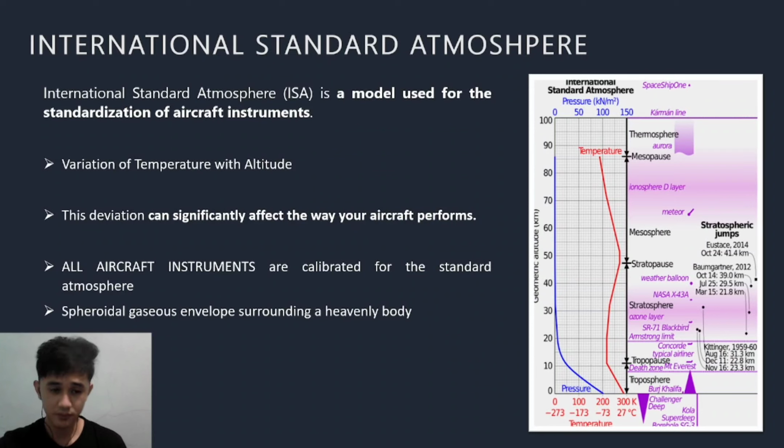Dito na papasok yung aircraft instrument na kung saan dapat calibrated siya sa standard atmosphere, dahil kapag hindi, makaka-apekto ito sa performance at pwede rin ito magdulot ng negative effect. And atmosphere is also defined as a spheroidal gaseous envelope surrounding a heavenly body, meaning it serves as a shield or jacket that covers us from UV and other stuff.